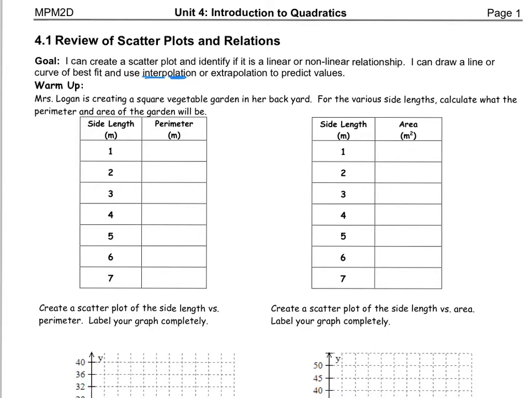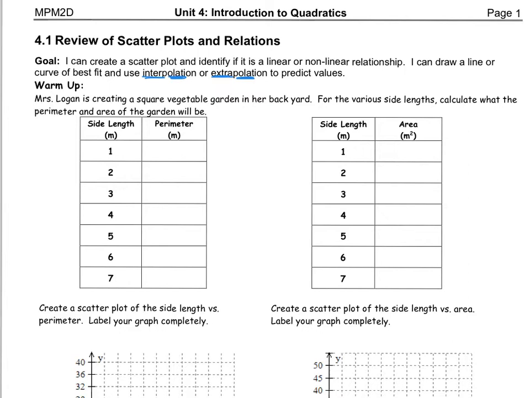Whereas extrapolation, extra means beyond or outside of the points that were plotted. So if you have your line of best fit and you extend it, any values you predict beyond the given data set, that's called extrapolation. If you're predicting values between the given data value set that you have, then that's interpolation.